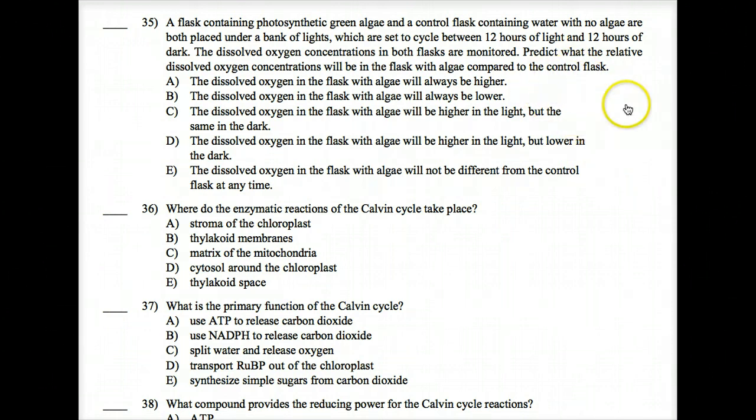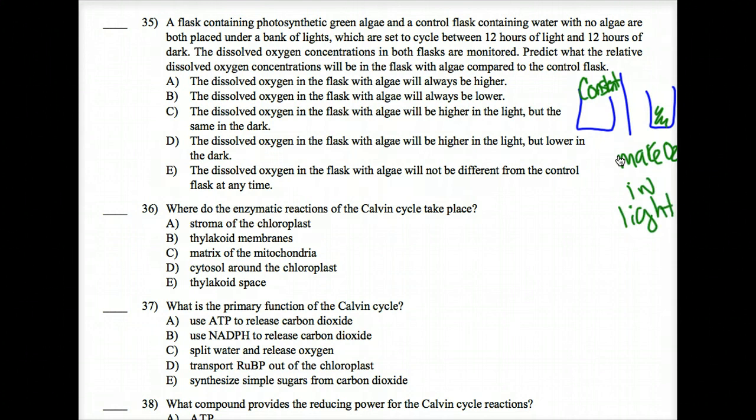Okay, so I have one flask with algae and one without algae, so let me draw some algae. This one is not doing photosynthesis. This one is doing photosynthesis, but it's also doing cellular respiration, you guys. So this one should stay constant, right? Because nothing's happening. But this one should make oxygen in the light. But what happens when it's dark? We haven't really talked about that, but think about it. If it's dark and the algae is still there, it's not photosynthesizing, but it's still respiring. So what we're looking for is the dissolved oxygen to increase in the light and to decrease in the dark.